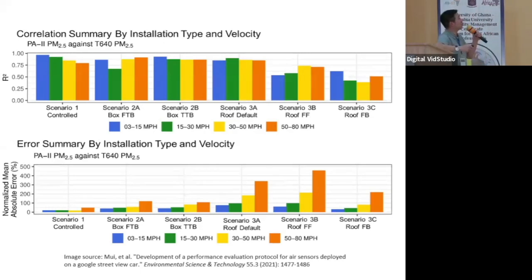But you can see that when you start putting it on the roof and in weird orientations, you're getting a lot of degradation in the R squared. And then we had the same kind of image, but for the normalized mean absolute error, so kind of the accuracy. If you put it in a controlled flow duct and in a box, the errors are not terrible, but they do get progressively worse as you drive faster. And then by the time you start putting sensors directly on the roof, unprotected, you can get pretty extreme errors, especially as you drive fast.